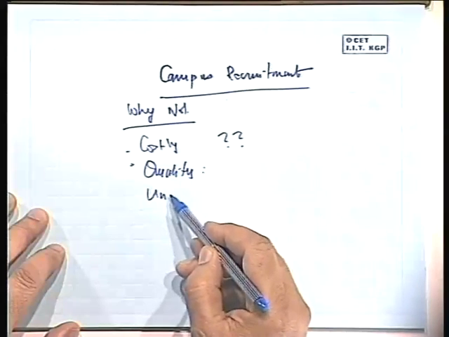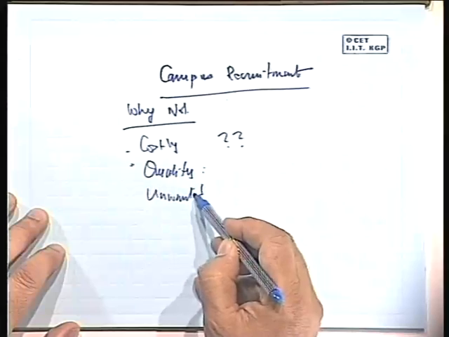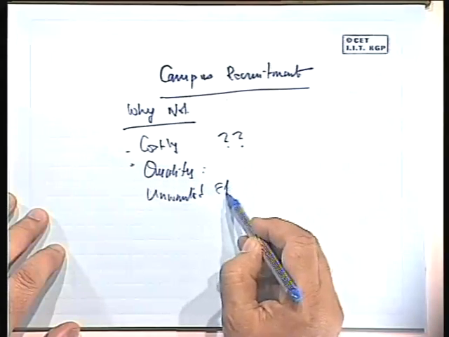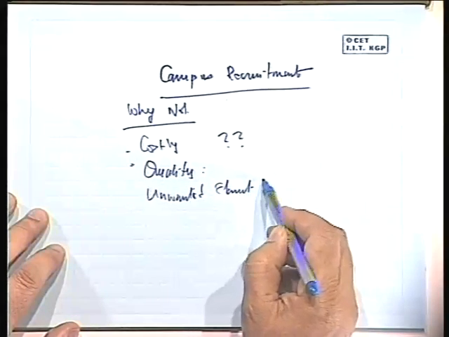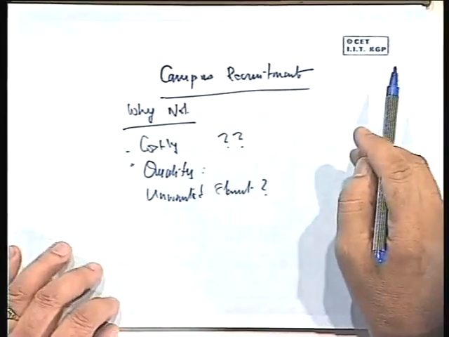And the people who are... No, I have not understood. What is the unwanted element? You mean antisocial elements or what? What do you mean by that?